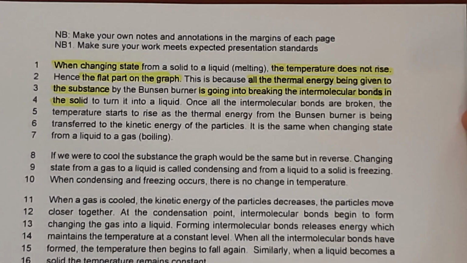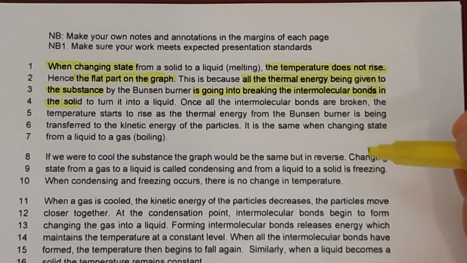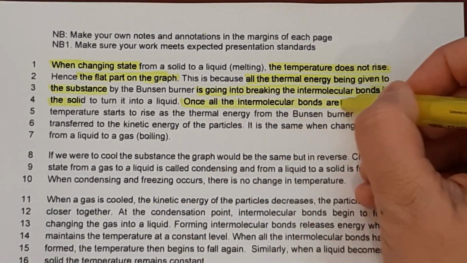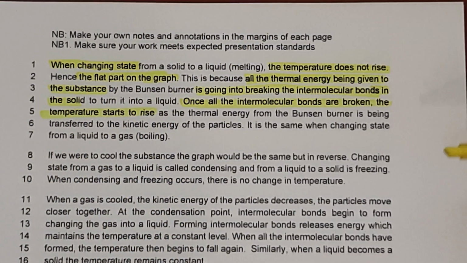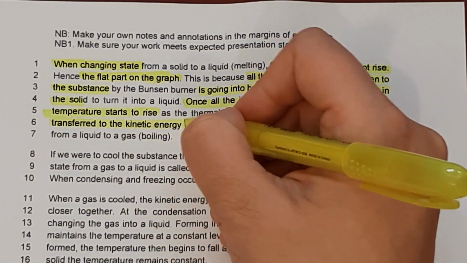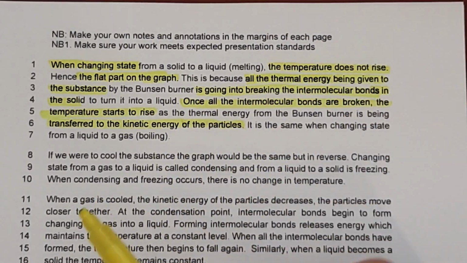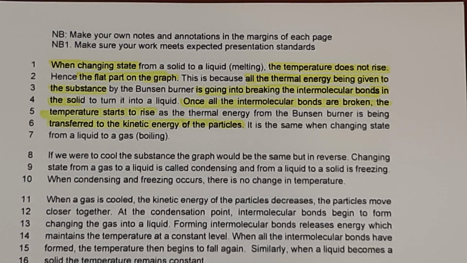Now, once all the intermolecular bonds have been broken, the temperature starts to rise again, because then that thermal energy is available to be transferred to the kinetic energy of the particles. So the energy, first of all, is going into breaking the intermolecular bonds, and that's during the flat part of the graph. And there is no spare energy to heat the stuff anymore, right? But then once its bonds are broken, it's turned into a liquid, the temperature starts to rise again because all that energy from the Bunsen burner is transferring to the particles, giving them more kinetic energy, that's moving energy.